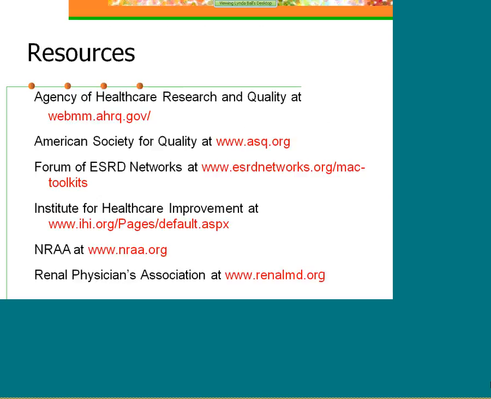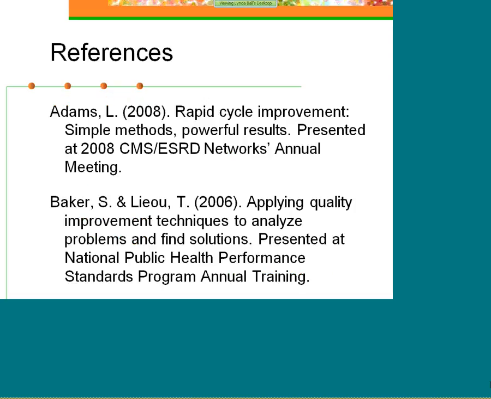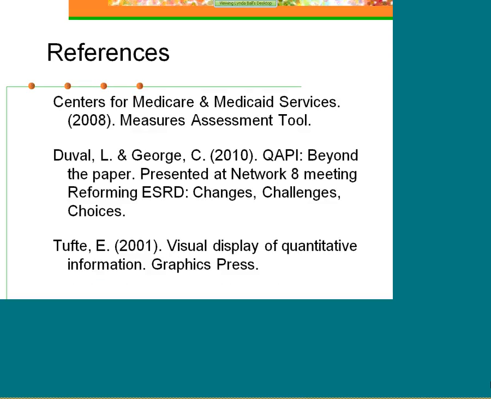There are lots of resources out there. The Agency for Healthcare Research and Quality, the American Society for Quality, and the Forum of ESRD Networks have many toolkits. The Institute for Healthcare Improvement has tracking tools that are free to do root cause analysis. The National Renal Administrators Association and the Renal Physicians Association also have QI products on their website. So there are lots of places to get the information that you need to do QAPI. These are the references from today's talk.